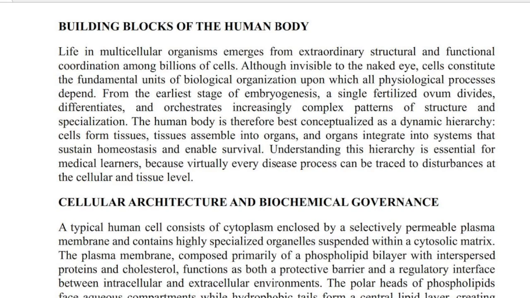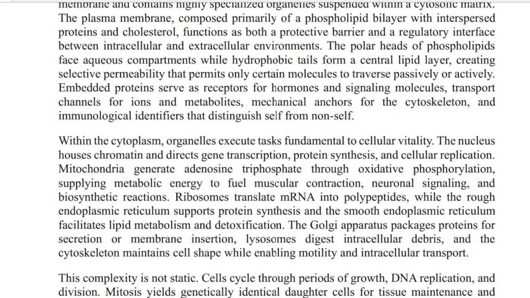From the earliest stage of embryogenesis, a single fertilized ovum divides, differentiates, and orchestrates increasingly complex patterns of structure and specialization. The human body is therefore best conceptualized as a dynamic hierarchy. Cells form tissues, tissues assemble into organs, and organs integrate into systems that sustain homeostasis and enable survival. Understanding this hierarchy is essential for medical learners, because virtually every disease process can be traced to disturbances at the cellular and tissue level. Cellular architecture and biochemical governance.